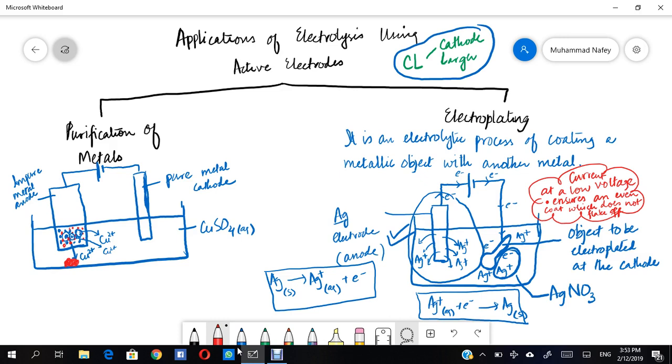Now, these copper ions that have moved into the solution, they obviously liberated electrons. Only then they would form ions. These electrons moved into the external circuit, and through the external circuit, they reached the cathode. Here they come.